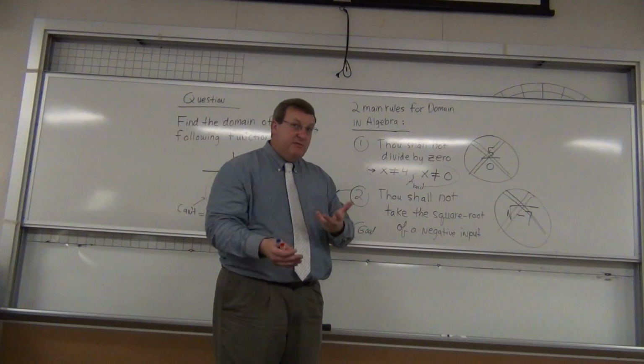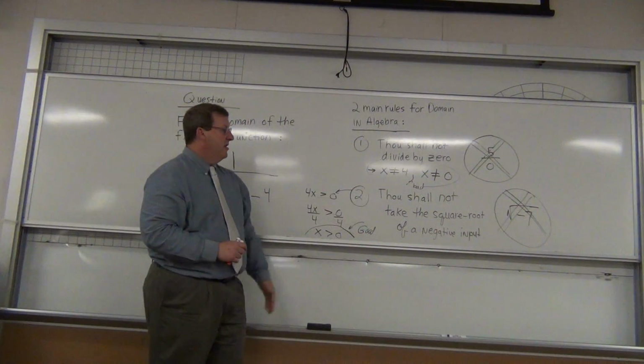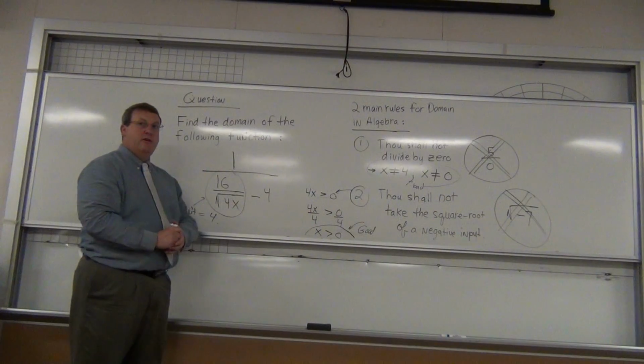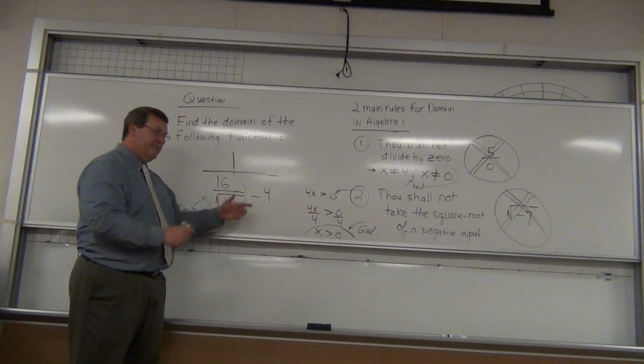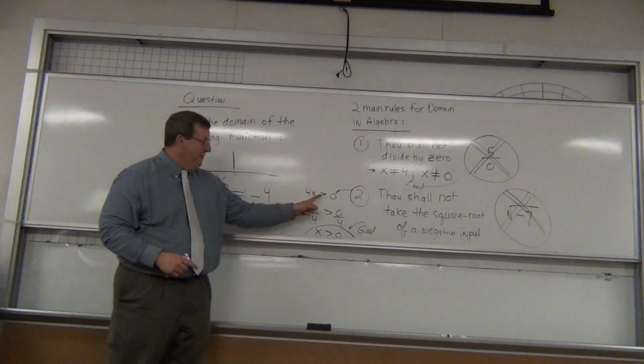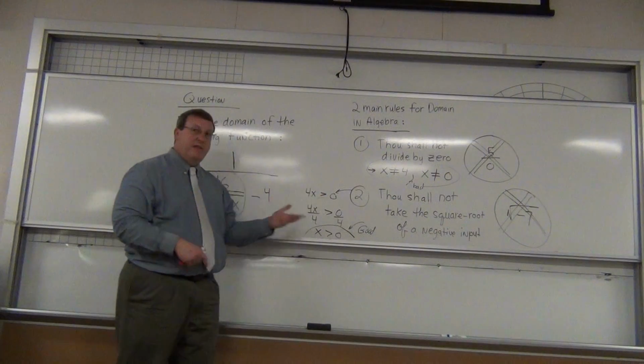Are there any other things we need to pay attention to when it comes to domain per the 2 commandments? Well, I see a square root, don't I? Yeah, square root of 4x. So what do I know about 4x that's underneath the radical, underneath the square root sign? I know for a fact that 4x has got to be greater than 0. Well, then what is x?